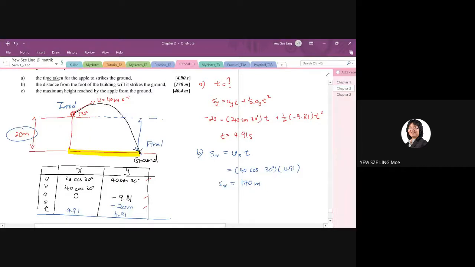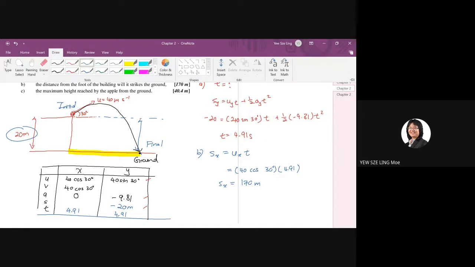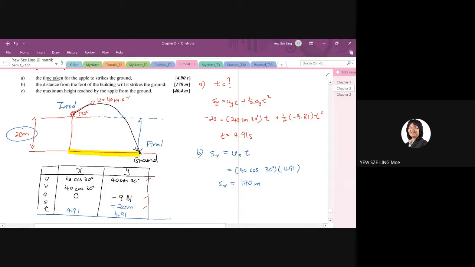Question C. Calculate the maximum height. So it goes back to the questions that we did in the previous questions. The maximum height from the ground. Therefore, it is asking for this h again. So if it is asking for this h, it means you cannot use sy equals negative 20 anymore.